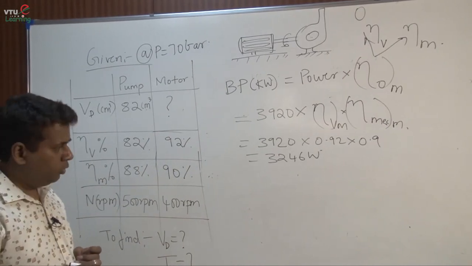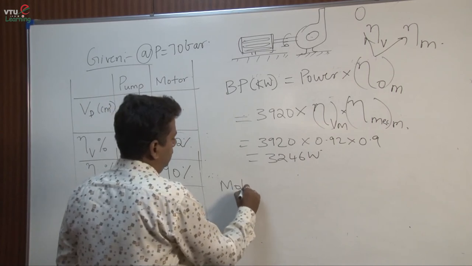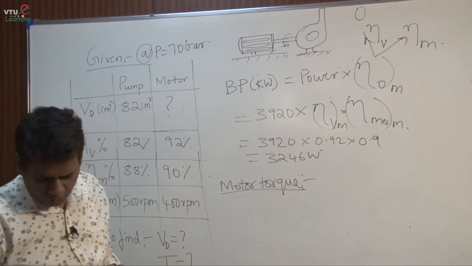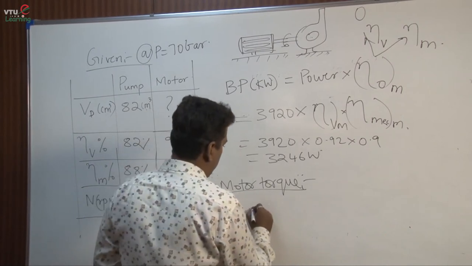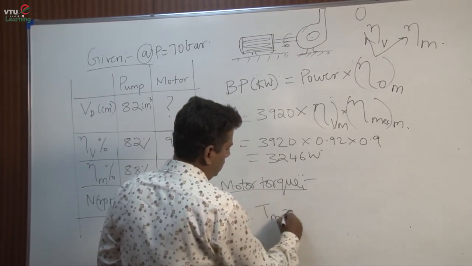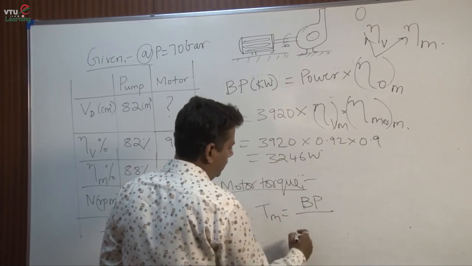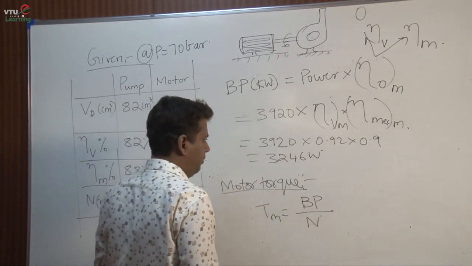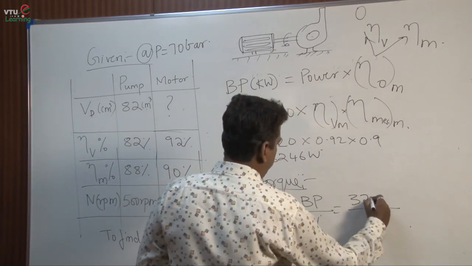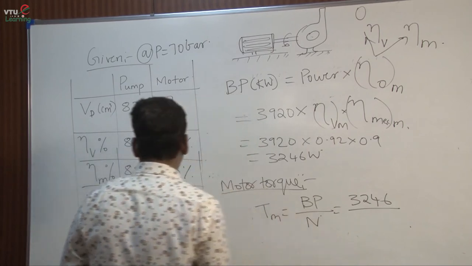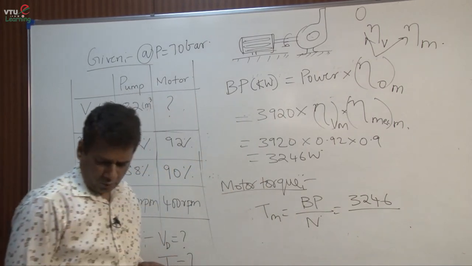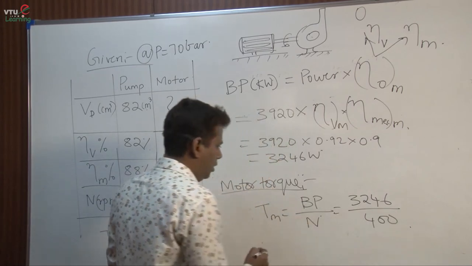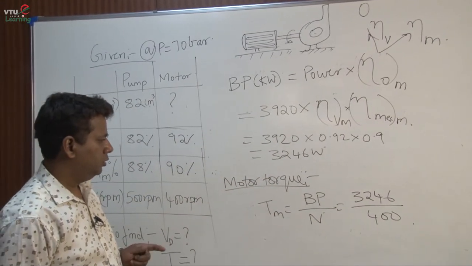So, motor torque. Motor torque is equal to brake power divided by motor speed. That is, 3246 divided by motor speed. The speed of the motor is 400 rpm.